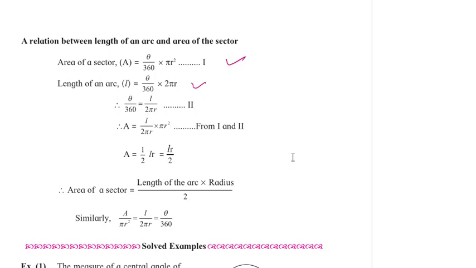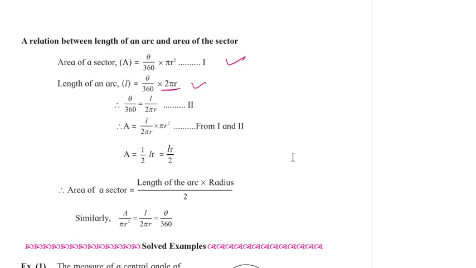Now from this equation, L is equal to theta upon 360 into 2 pi r, I can find the value of theta upon 360. So theta upon 360 will become L upon 2 pi r. This 2 pi r is in multiplication form on the right hand side, so when it moves to the left side, it will become L upon 2 pi r. So theta upon 360 is L upon 2 pi r.